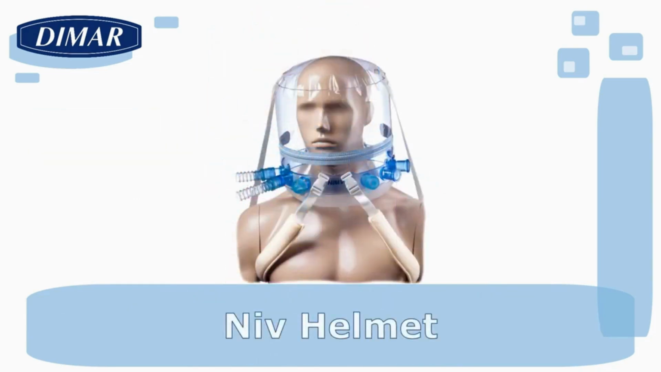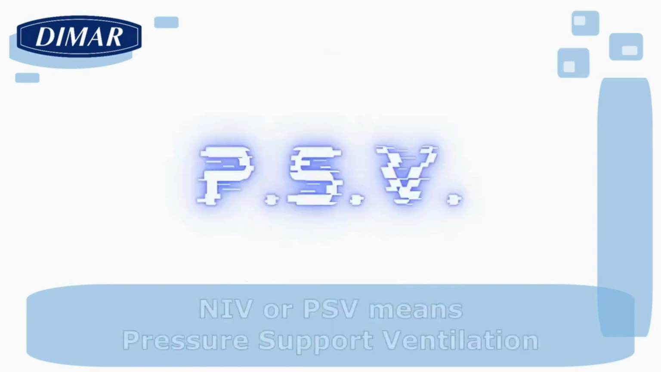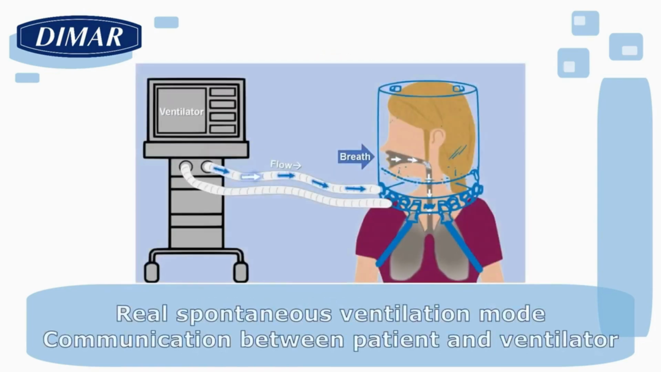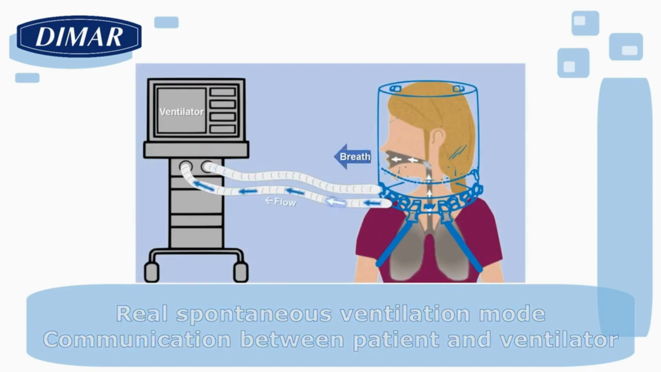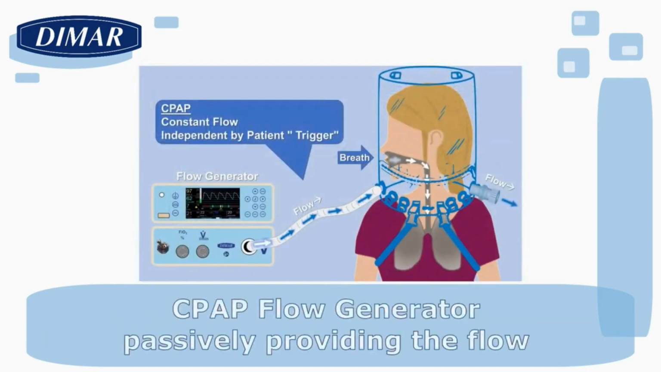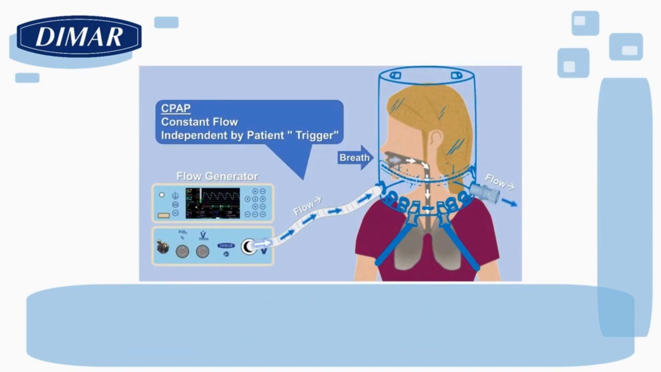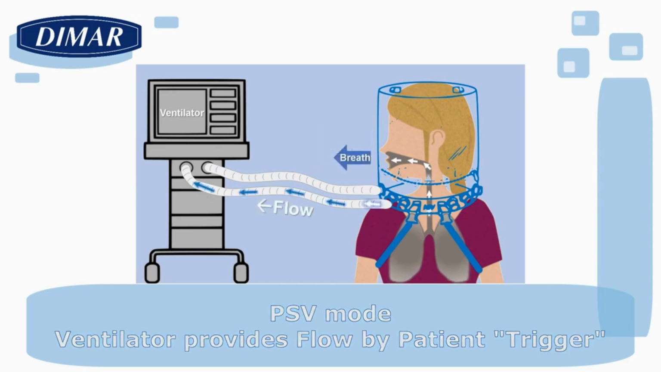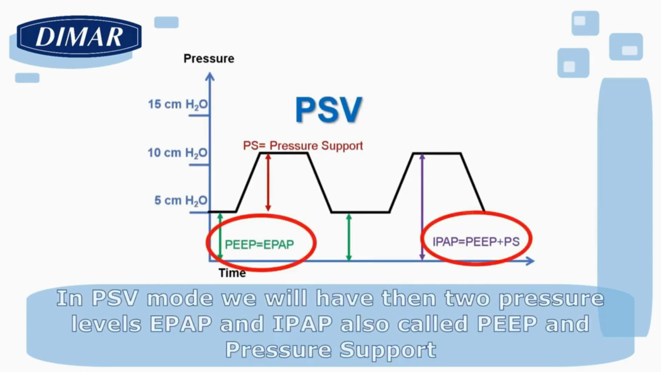NIV helmet. PSV means pressure support ventilation. It is a real spontaneous ventilation mode and it requires communication between patient and ventilator. During CPAP the flow generator just provides a continuous flow set by the clinicians to stabilize the PEEP. In PSV mode, the ventilator provides flow to raise pressure when the patient asks for it. In PSV mode we will then have 2 pressure levels, EPAP and IPAP, also called PEEP and pressure support, respectively.